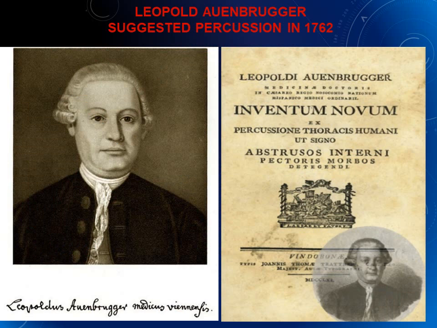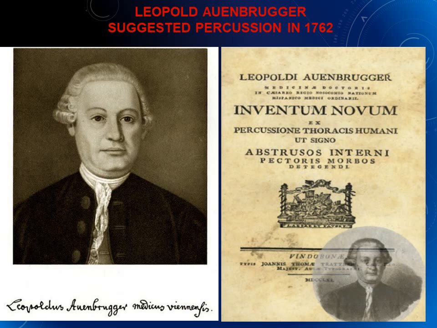Percussion was suggested as a method of objective examination by the Austrian physician Leopold Auenbrugger in 1762. Percussion is the art of striking a surface part of the body with short, abrupt taps to diagnose the condition of the parts beneath the sound.